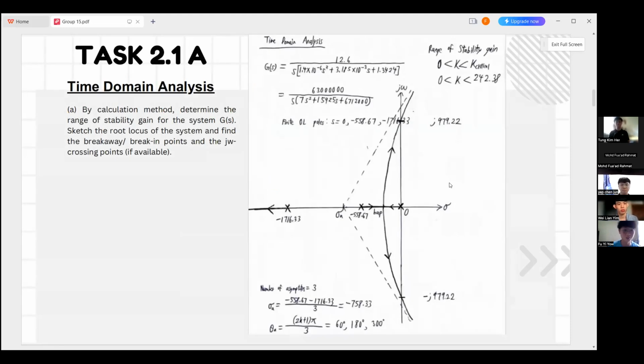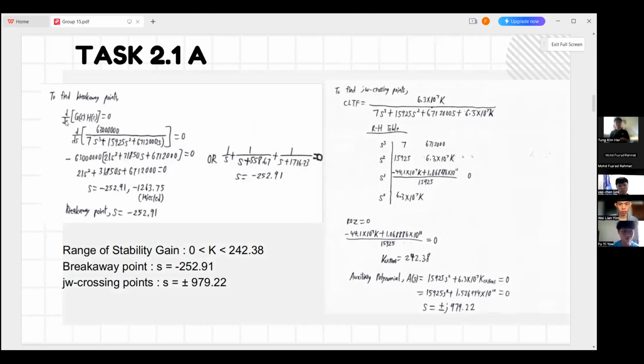Now we'll go to task 2. In task 2, we have two parts, which are time domain analysis and frequency domain analysis. In task 2.1a, we will do the manual calculation to sketch the root locus, and this is our root locus. We obtain the range of stability gain, which is from 0 to 242.38. And this is the calculation for finding the breakaway point and also the j omega crossing. We found that our breakaway point is negative 252.91. The j omega crossing is plus minus 979.22.